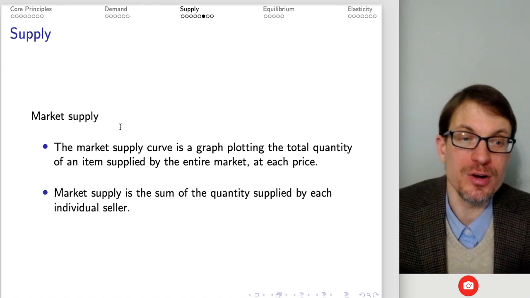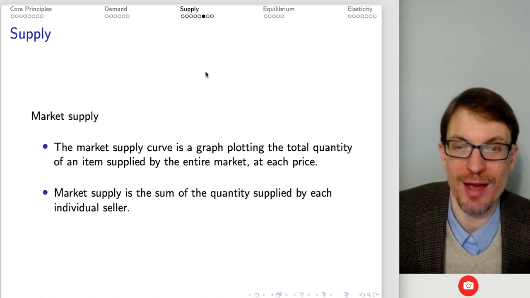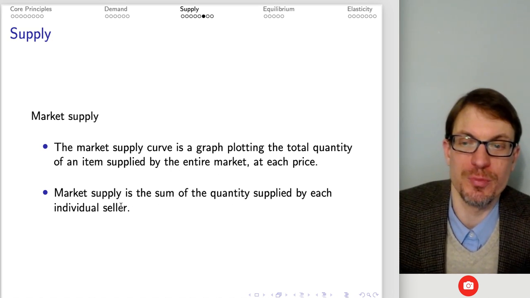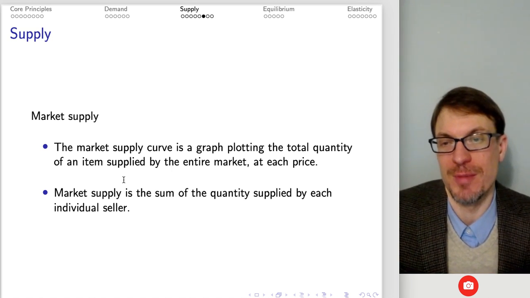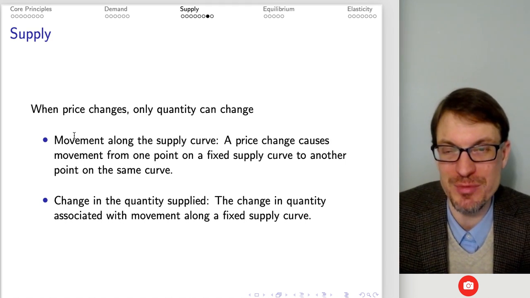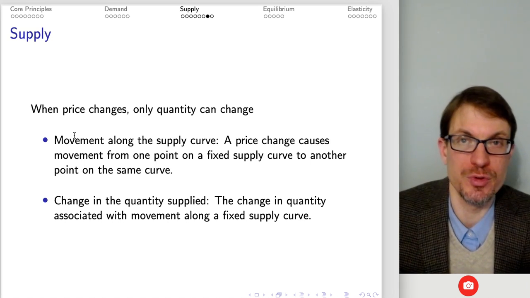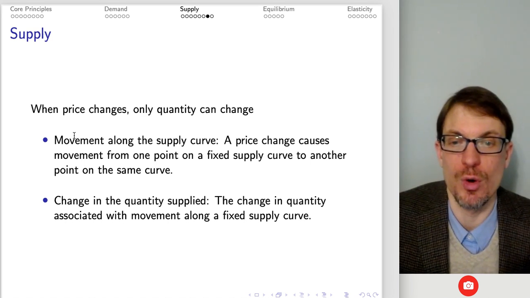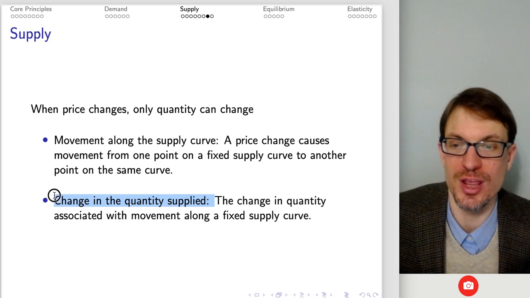All right. The market supply curve is going to aggregate up all the individual supply curves. The market supply is a graph plotting the total quantity of the item supplied by the entire market at each price. It's the sum of the quantity supplied by each individual seller, just like our market demand was the sum of individual demand curves. When prices change, only quantity can change. If we're talking about the supply relationship, then if price changes, only quantity supplied can change. So just like with demand, a change in price gives us a movement along the supply curve, a change in quantity supplied. The change in quantity associated with the movement along a fixed supply curve is our change in quantity supplied.